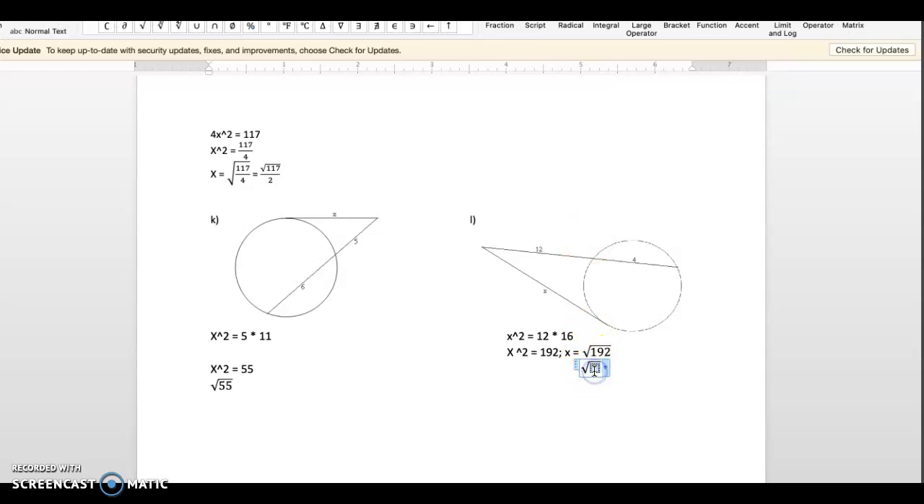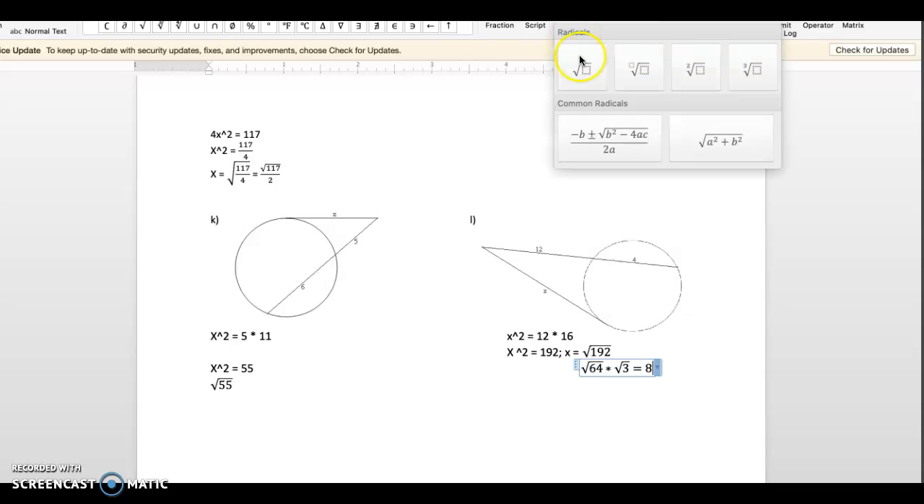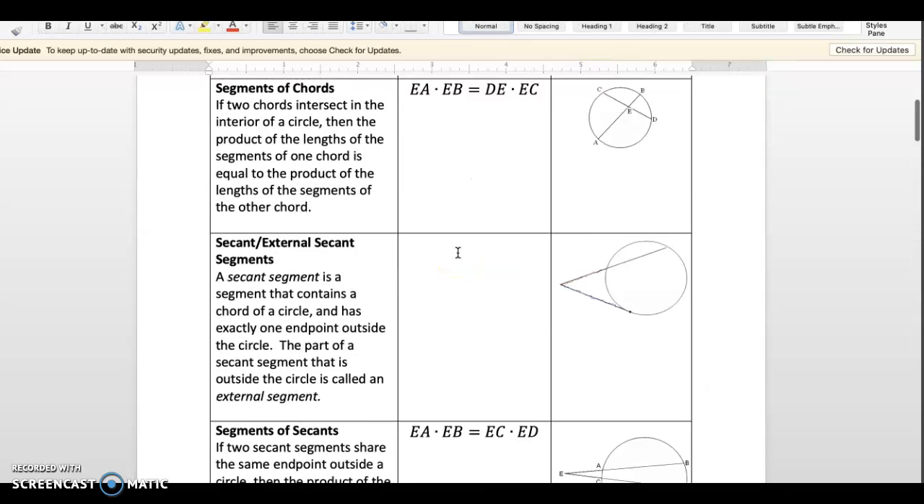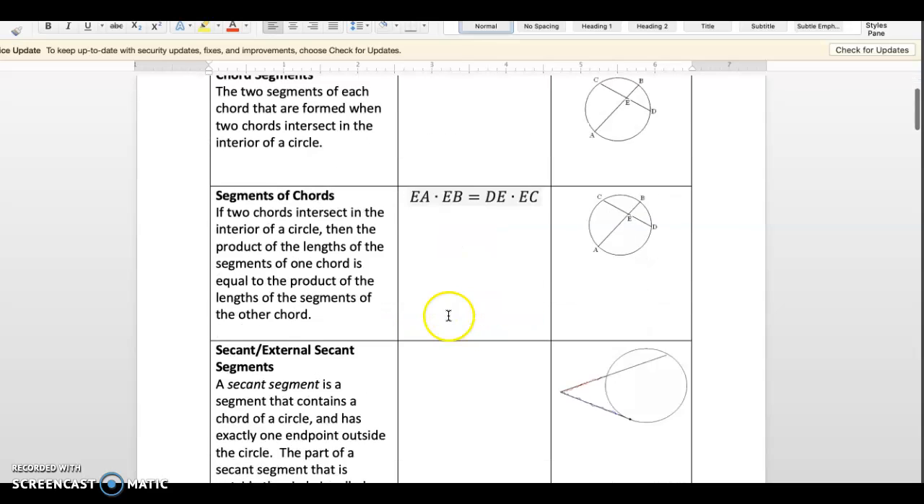So 64. Always try and look for the biggest one. That just makes it so much easier. So then that would leave us with our final answer is going to be the square root of 64 is 8 times the square root of 3. And you're done. So just use this as a reference sheet. It's pretty self-explanatory on how to match up the math.